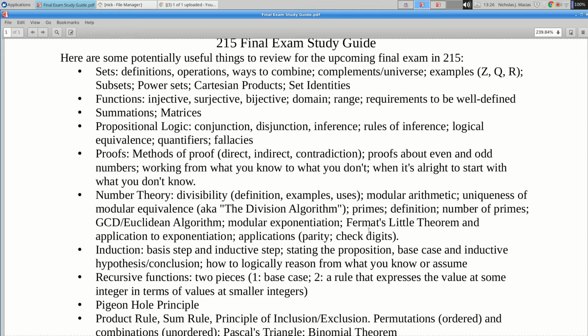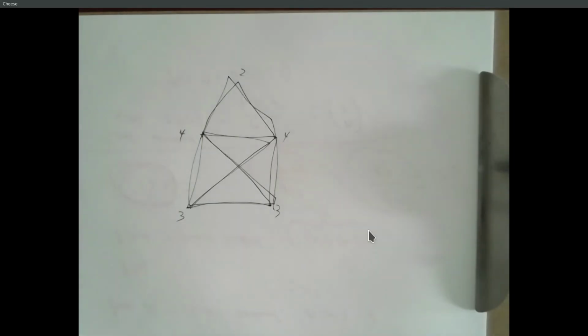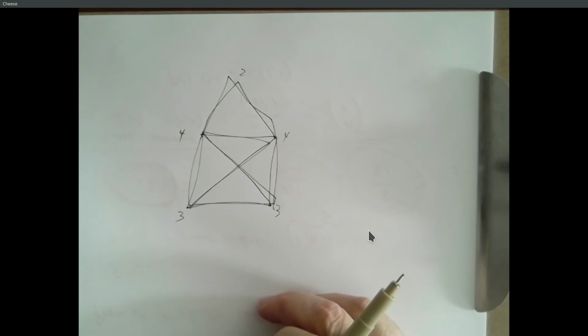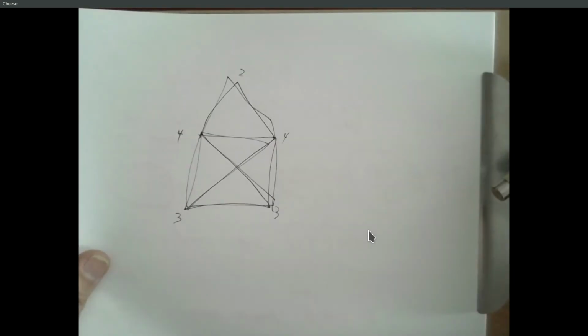Subsets are just collections of elements of the original set. Power set is the collection of all subsets, so the power set is a set itself. Q is rational. I don't think there's a symbol for the irrationals, but it would be R minus Q.